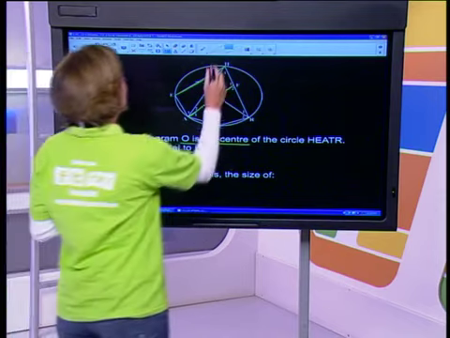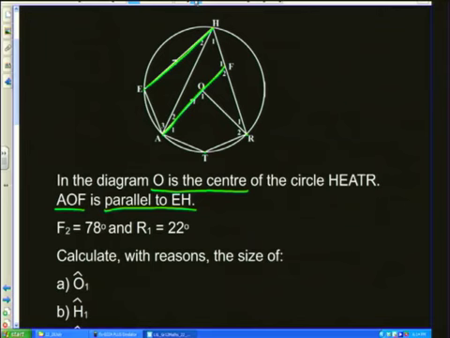Okay, let's fill in what they've given us. Angle F2 is 78 degrees, we know that. And R1 is 22. Calculate with reasons the size of the first one we're looking for, angle O1. So this is what we're looking for over here.